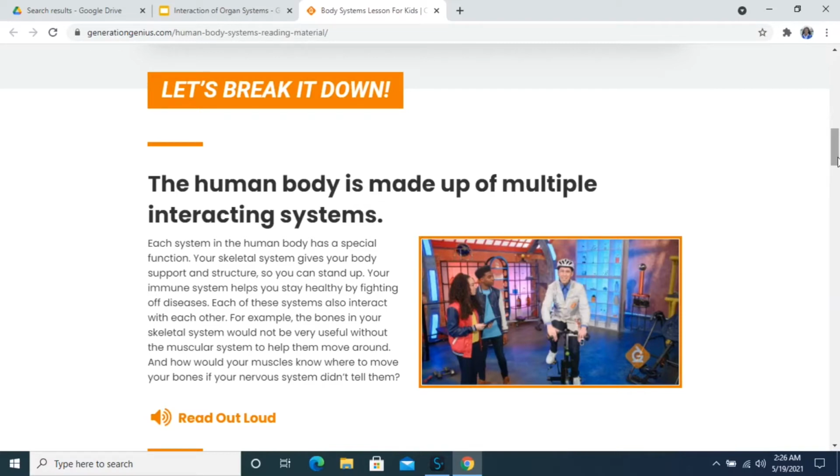For example, the bones in your skeletal system would not be very useful without the muscular system to help them move around. And how would your muscles know where to move your bones if your nervous system didn't tell them?